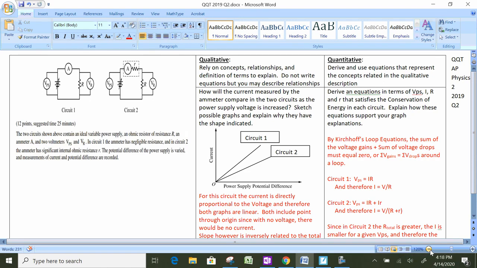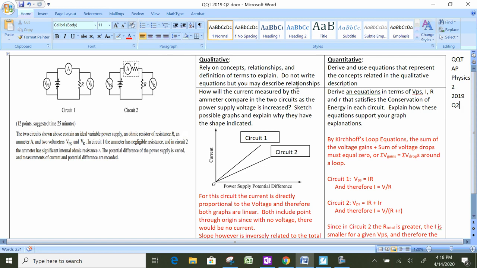So what they're asking you to do is to make a graph of the current versus the power supply voltage. So as they turn the voltage up, what happens to the current? And you should realize, of course, that these will be linear relationships. So you're going to draw the graph and they ask you to label them. So I draw a line to represent the relationship between I and the potential difference. And I label that circuit 1, and I draw a similar shape, and I label that circuit 2. And they're asking you to explain why your graphs are the way they are.